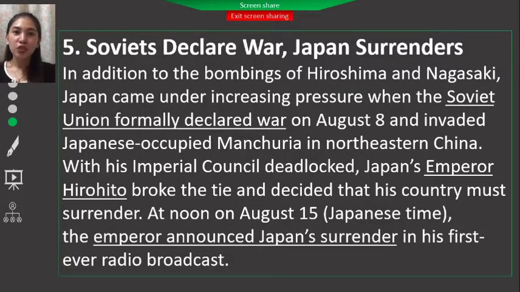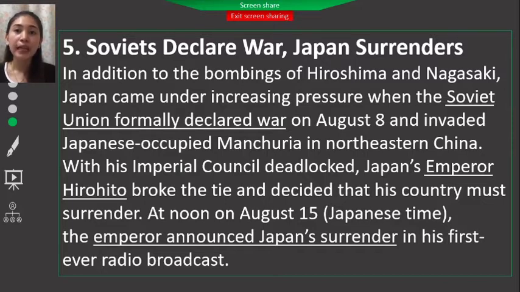Number 5. Soviets declare war. Japan surrenders. In addition to the bombings of Hiroshima and Nagasaki, Japan came under increasing pressure when the Soviet Union formally declared war on August 8 and invaded Japanese-occupied Manchuria in northeastern China.